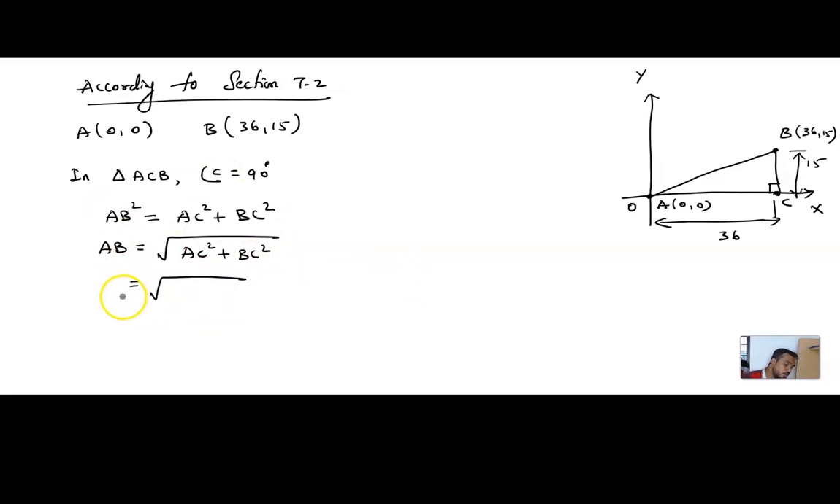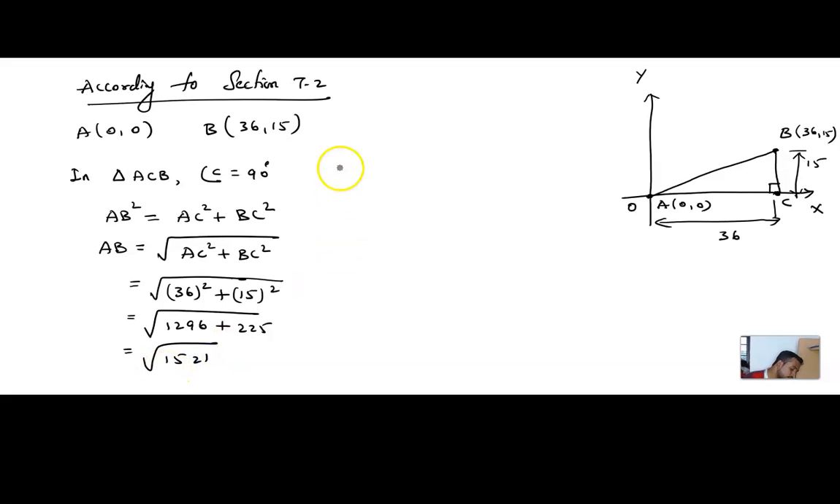So root of, what is AC from A to C? Can you tell me? AC is 36 units, that is 36 whole square, plus BC is 15, that is 15 whole square. What is 36 whole square? Just now we have done. That is 1296. 15 square, that is 225. That's nothing but root of 1521. Therefore AB is equal to 39, the distance, right? SI unit is kilometer. So what is the distance between A and B? AB is equal to 39 kilometers.